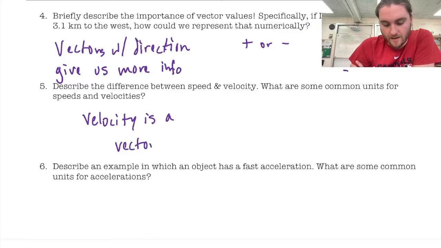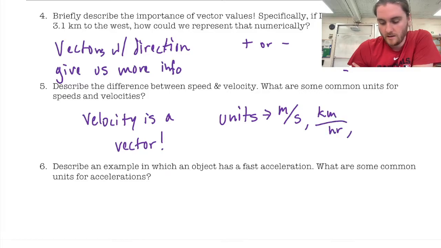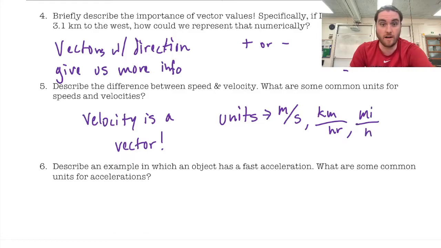Velocity has a direction associated with it. But the units for speeds and velocities are always distances over times. Meters per second is the most common, but we've also used kilometers per hour and miles per hour. Things like that are all how fast they are traveling.